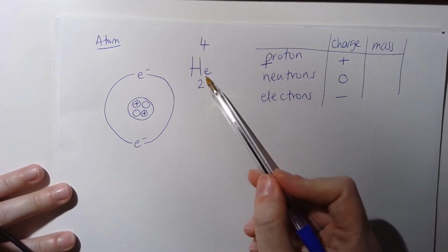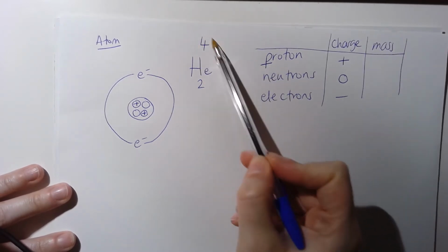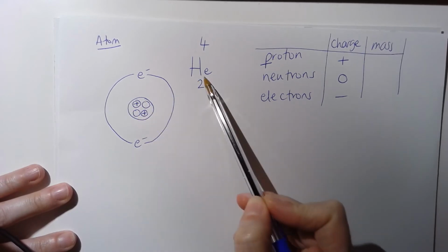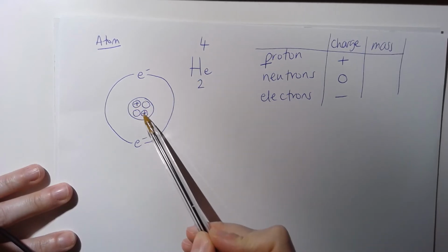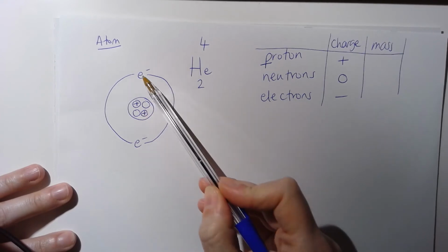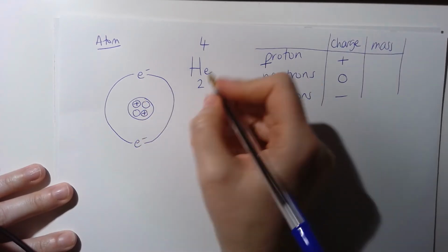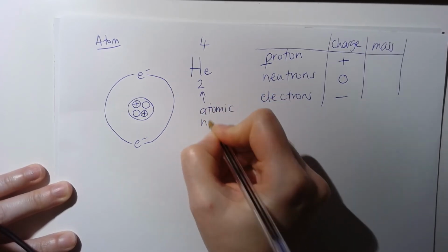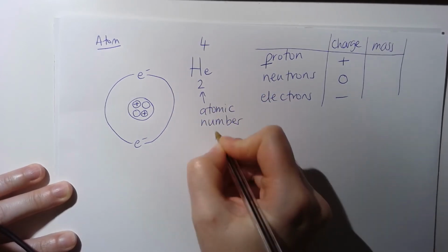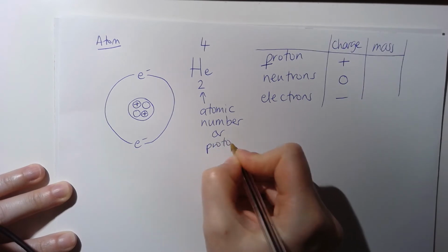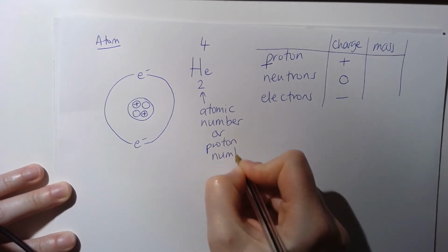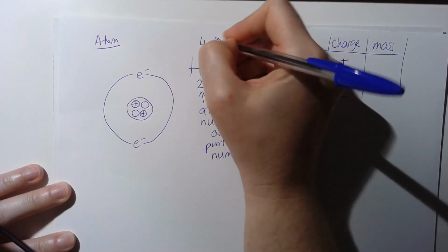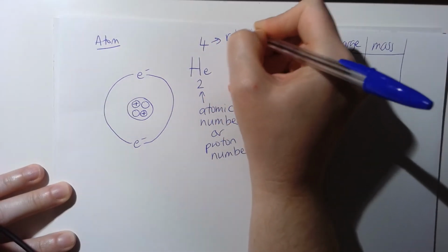So for example, back to our helium atom, it has 4 subatomic particles in its nucleus, these 4 here, and 2 of those 4 are protons, and it also stands for the number of electrons. Now this number at the bottom here is sometimes called atomic number or the proton number. Now in your AQA exam you will be given a periodic table, and the key will state these facts. This top number is the relative atomic mass.